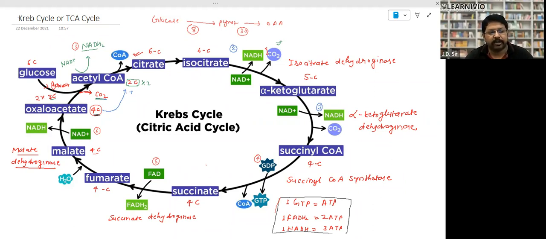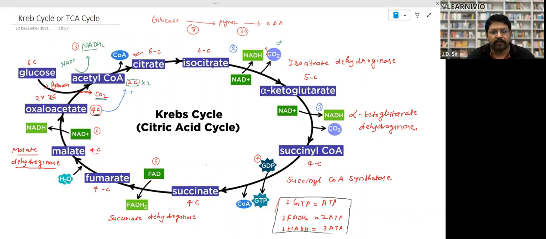Now what will happen from acetyl coenzyme A? This coenzyme A part will be removed from here, right? Now this acetyl coenzyme A will convert into citrate, right? That is a 6-carbon compound. Citrate will convert into isocitrate, again a 6-carbon compound.